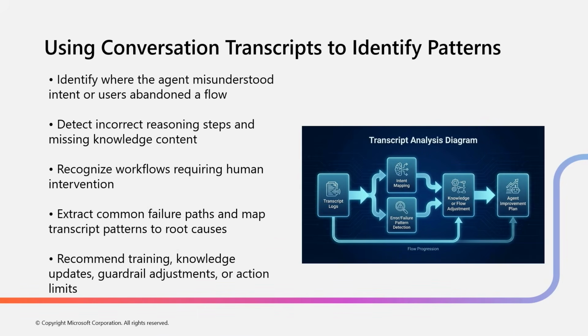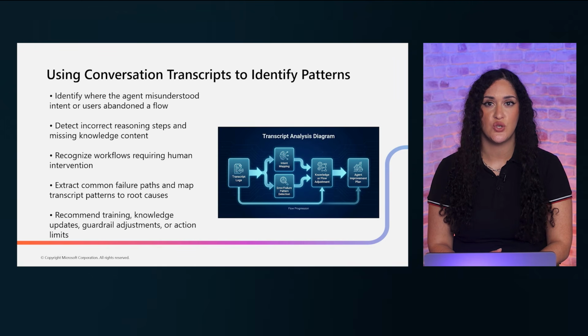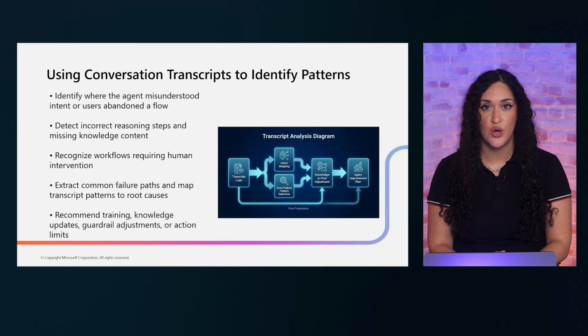Conversation transcripts are a goldmine for understanding agent behavior. They show you exactly where the agent misunderstood user intent or where users abandoned a flow out of frustration. You can detect incorrect reasoning steps, spot missing knowledge, content that the agent should have had, and recognize workflows that consistently require human intervention. The best practice is to extract common failure paths and map them to root causes.